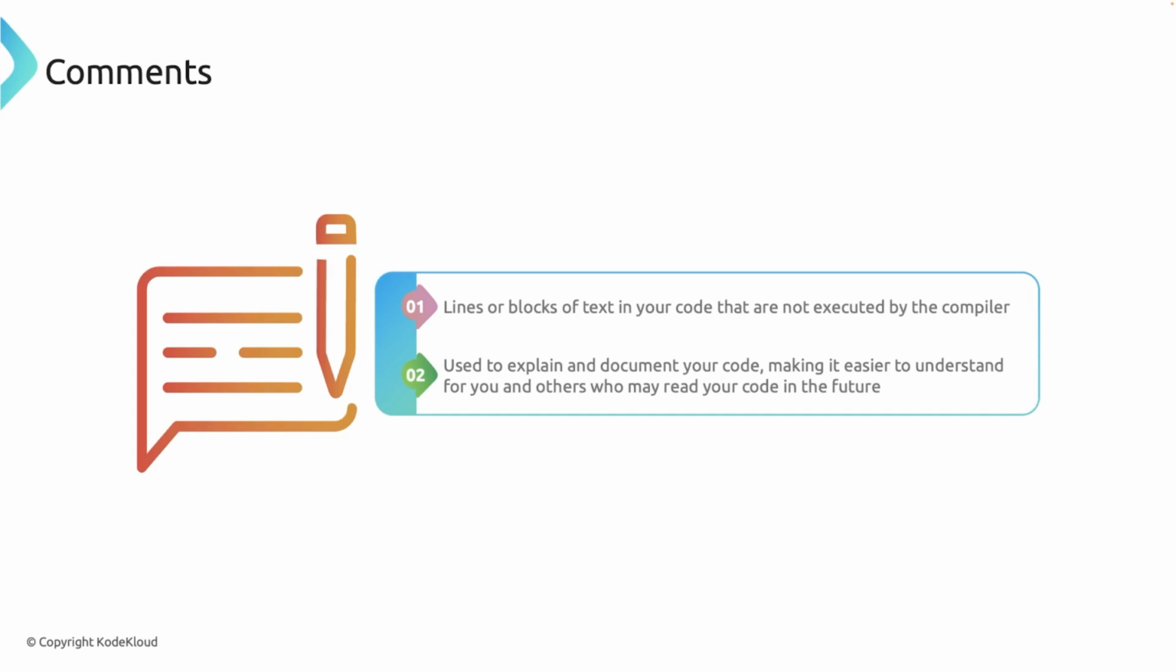So comments in Rust are very similar to those in other programming languages. They are used to explain what your code does, which can be extremely helpful for anyone reading your code, including future you. Let's look at how to write comments in Rust. First up, we have single-line comments. The single-line comments in Rust start with 2 forward slashes, and everything after these 2 forward slashes on that line is considered a comment and is ignored by the compiler.